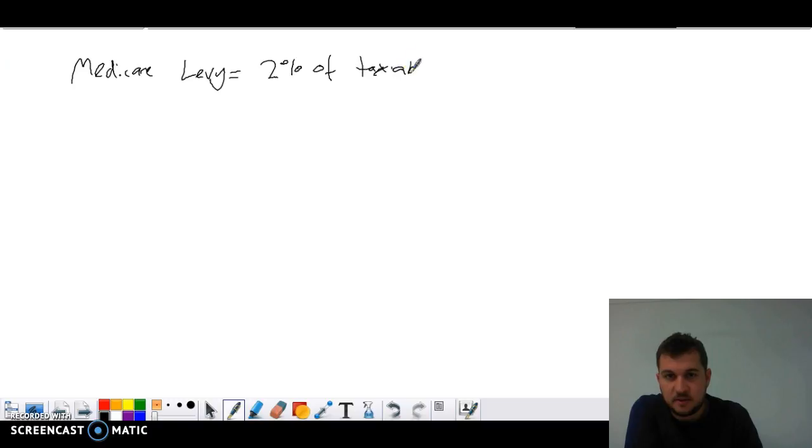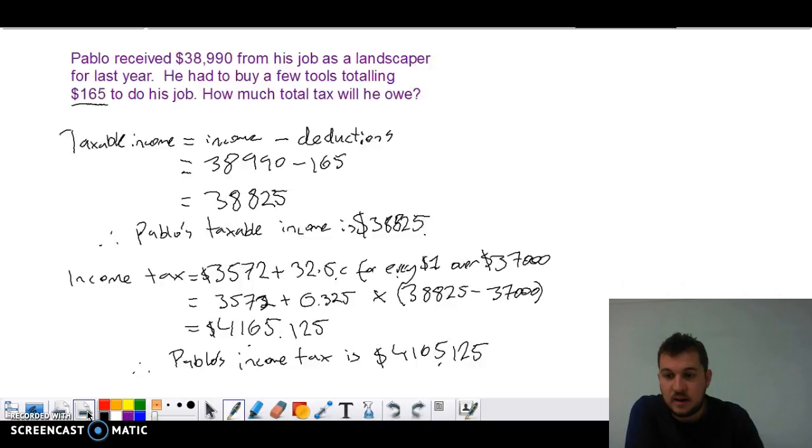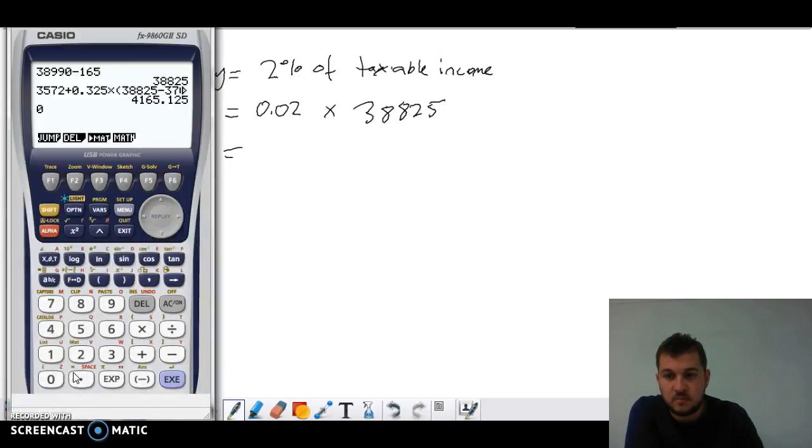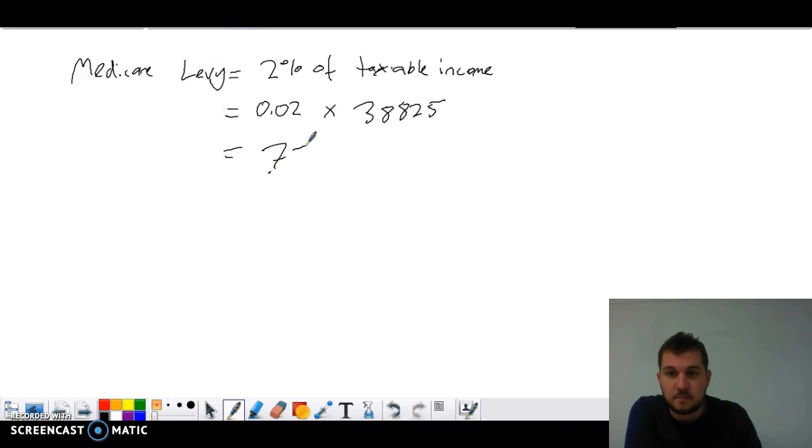We're writing this out for our communication, but it also helps us to set up what we have to write down. 2% is 0.02. Of means times his taxable income, which was 38,825. Plug that into the calculator: 0.02 times 38,825 is $776.50. Boom. There are the two taxes that he has to pay, income tax and Medicare levy.